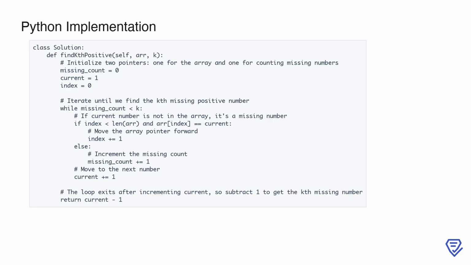This approach ensures that we count missing numbers efficiently without unnecessary computations. It handles edge cases such as when the array is empty or when the missing number lies beyond the largest number in the array. The time complexity is O(n plus k), where n is the length of the array and k is the index of the missing number. The space complexity is O(1), since we use only a few variables to track the counts and indices.